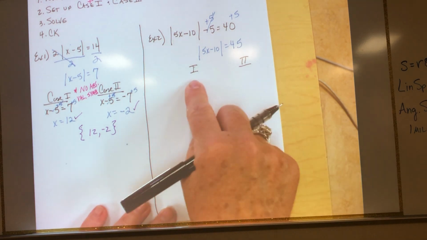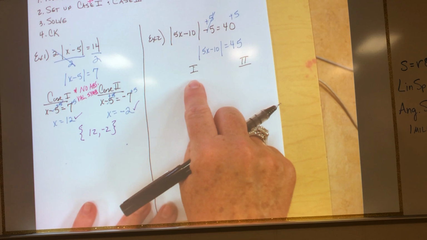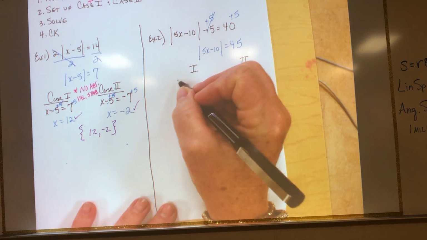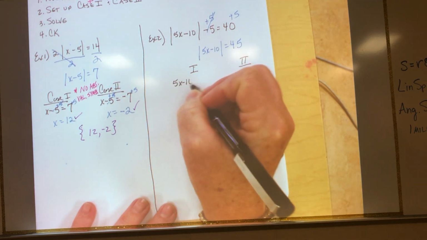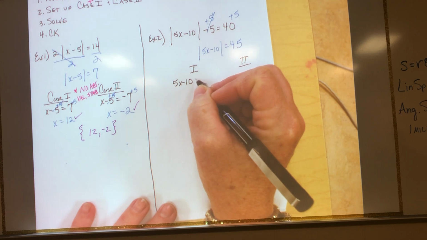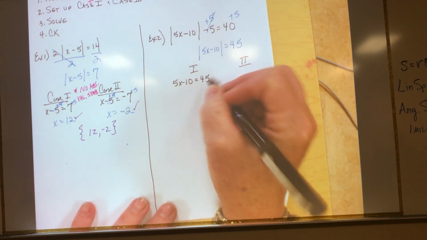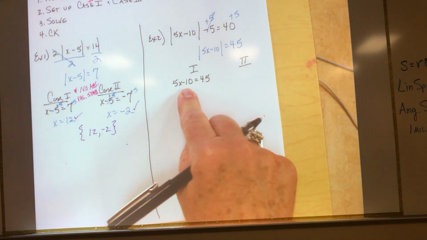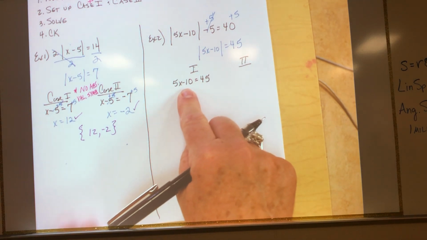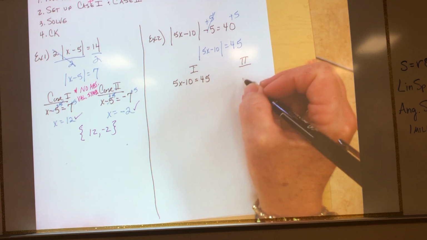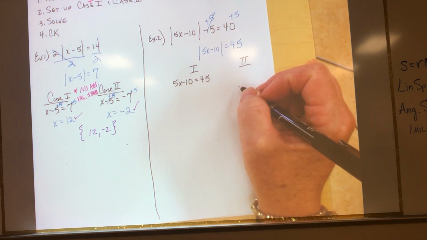All right? So case 1, tell me what case 1 says. 5x minus 10 equals 45. No absolute value symbols. Okay? No absolute value symbols. What does case 2 say? 5x minus 10 equals negative 45.